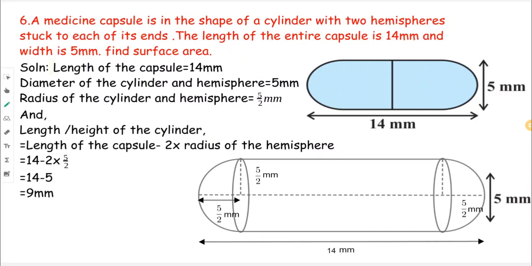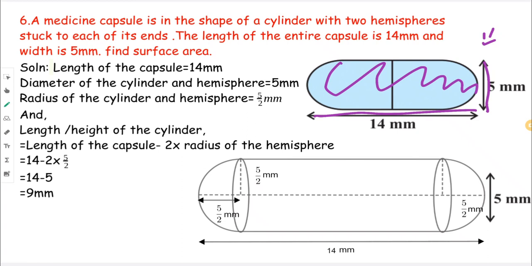A medicine capsule is in the shape of a cylinder with two hemispheres stuck to each of its ends. The length of the entire capsule is 14 mm and the width is 5 mm. We also find the surface area. So pretty simple. You can already see here that this is the medicine, right? So from here till here is 14 mm, and from here till here is 5 mm. We also find the entire surface area.